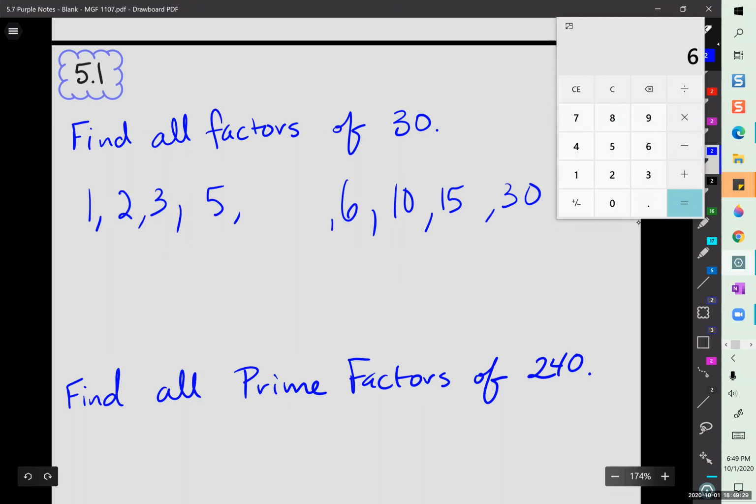So do you see the next one that we check is 6? But that starts us repeating the pattern because we already have 6 written down. That's when you know you can stop and you found all of them. So these are all the factors of 30.